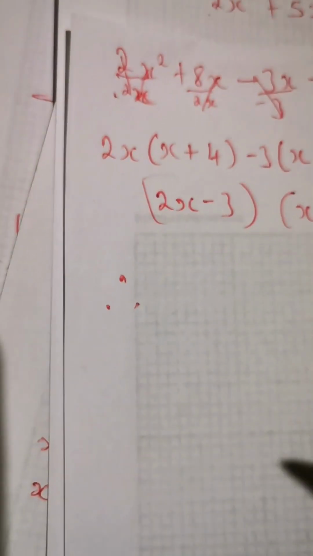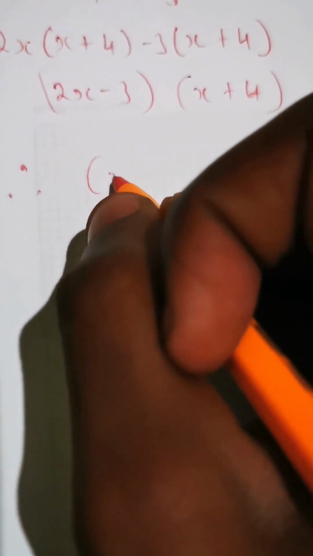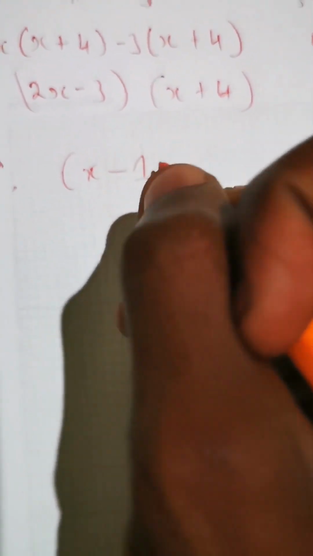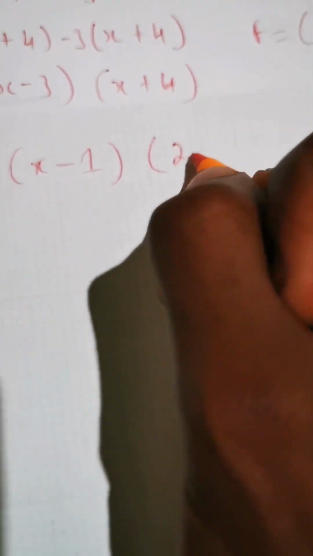Then don't forget this one that you had found, x minus 1. So we're going to say therefore: x minus 1, then 2x minus 3, then x plus 4. That was the factorization that we were supposed to solve.